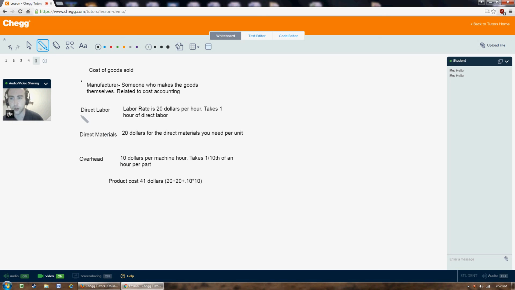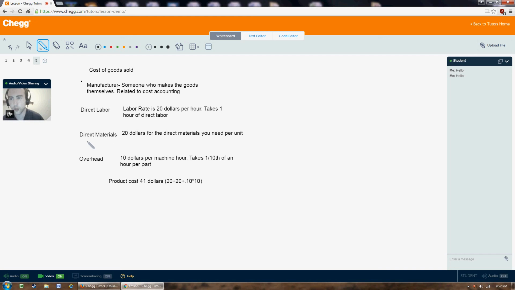Direct labor is pretty straightforward. If someone works an hour on a part and we know the labor cost is $20 per hour, we can easily figure out the direct labor cost. Likewise with direct materials, if we use a pound of direct materials and it's $20 per pound, we can easily figure out our direct materials cost. Overhead is a little trickier.